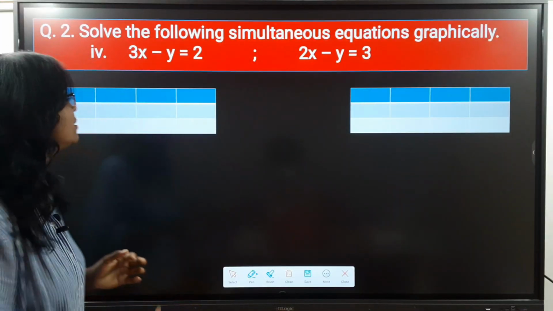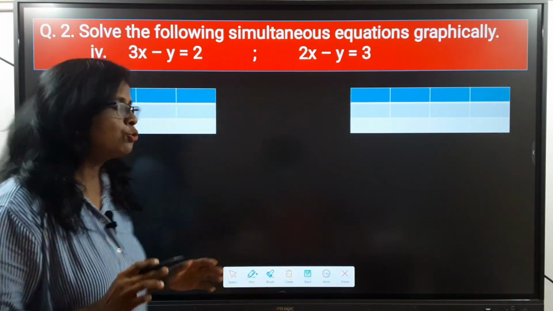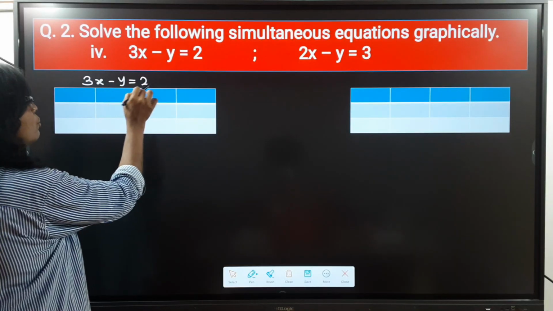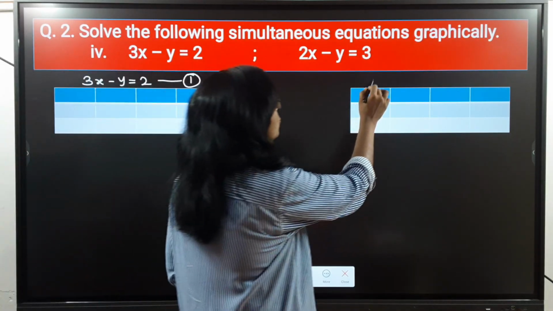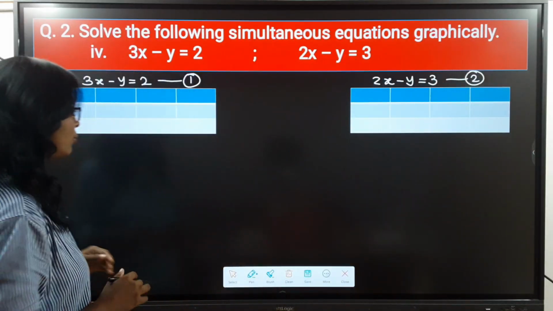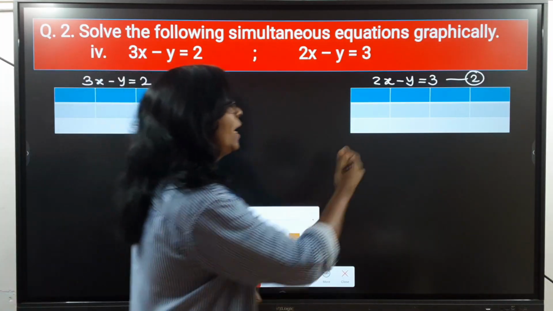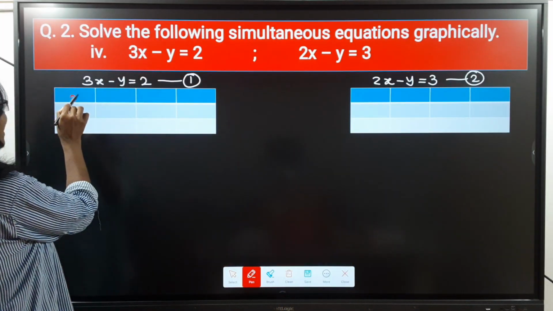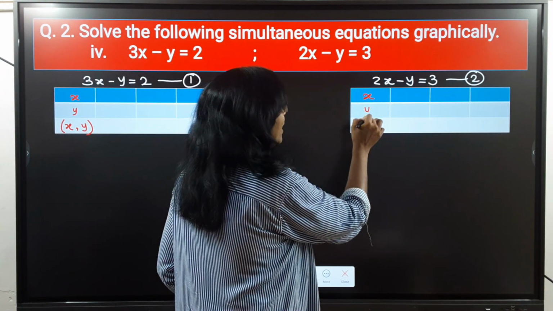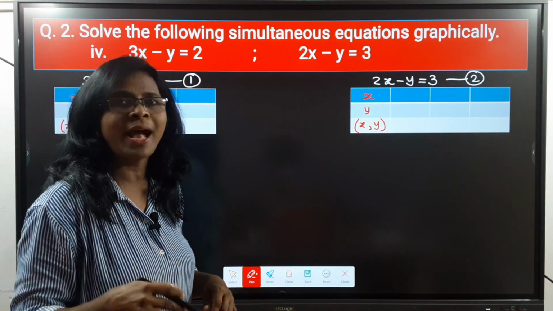Next example, students: 3x minus y is equal to 2 and 2x minus y is equal to 3. Now here students, first we write down the equations on the table. So here 3x minus y is equal to 2, call it the first equation. Then 2x minus y is equal to 3, call it the second equation. Now consider the values for this equation and for this equation individually. So I write down here x, y and then the coordinate (x, y). Here also I write down x, y and the coordinate (x, y).